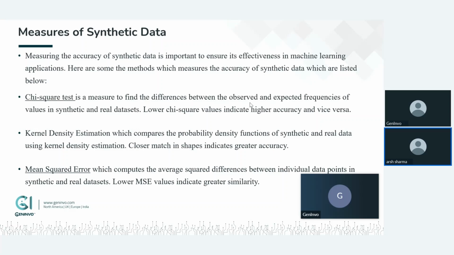The next is the kernel density estimation, which compares the probability density functions of synthetic data and real data. A closer match in shapes indicates greater accuracy. Next is mean squared error, which computes the average squared difference between individual data points in synthetic and real data sets. A lower MSE value indicates greater similarity. So these are some of the methods by which we can gauge how accurate the synthetic data we have created is.